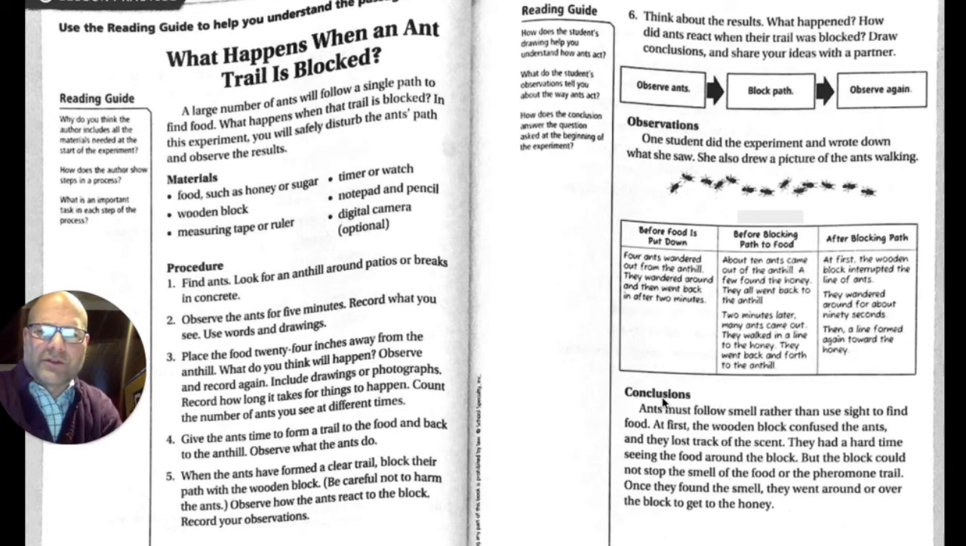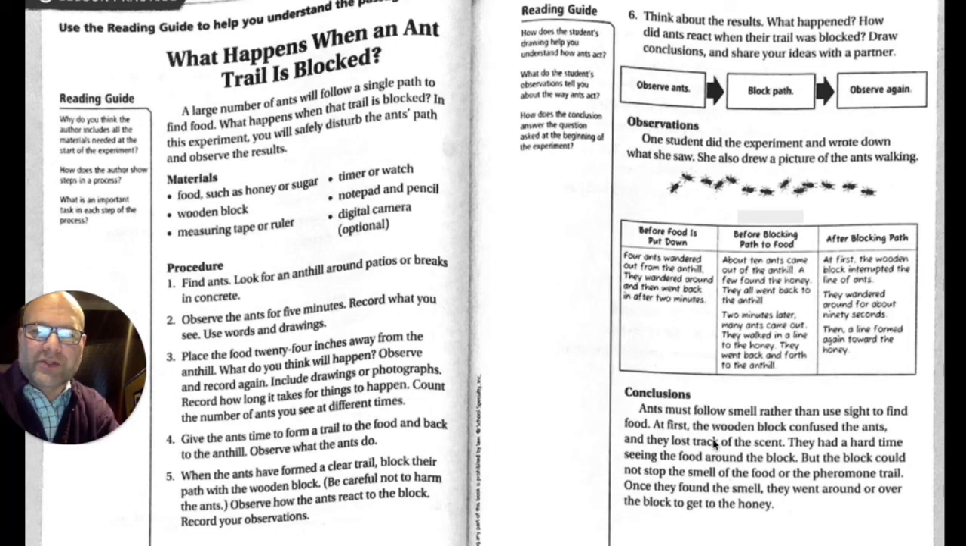And then conclusions. Conclusions would be like, what can you deduce? What can you make of all this information? So of these observations, what will you conclude? Ants must follow smell rather than use sight to find food.